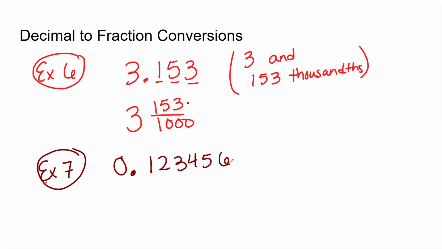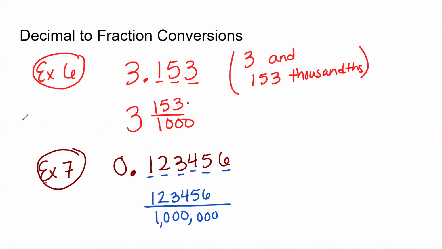Okay, so there's my decimal. And my task is to turn it to a fraction. Tenths, hundredths, thousandths, 10,000ths, 100,000ths, millionths. So this would be 123,456 out of a million. And again, it's not wrong if you leave out those commas, but it's fine if you put them in.